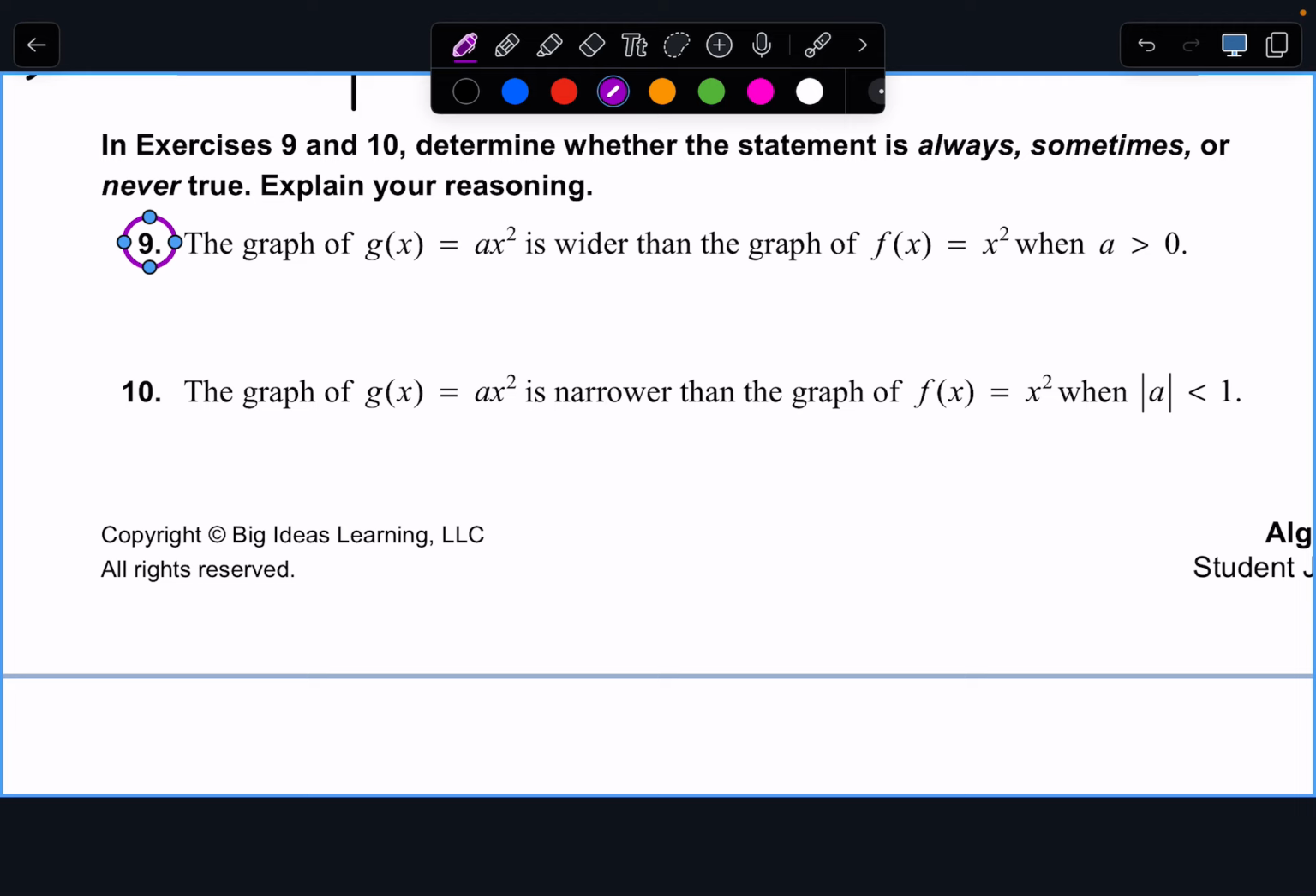Okay. When A is greater than 0, is 4 greater than 0? Yeah. And if A is 4, that means it's greater than 1, then it's narrower. Now, is 1/2 greater than 0? Yeah. And if that's true, then that would be wider. But 4, which is greater than 0, would make it skinnier. So this is only sometimes.